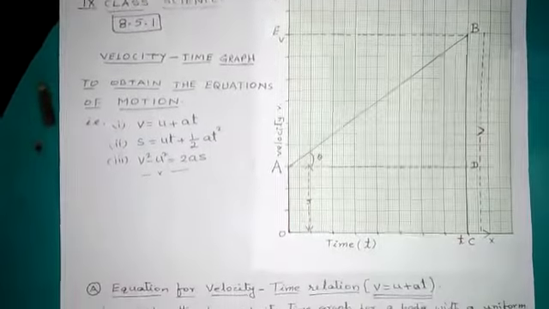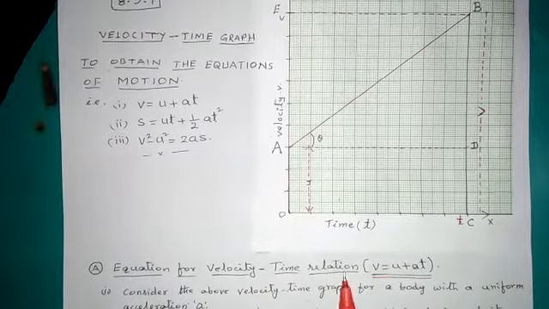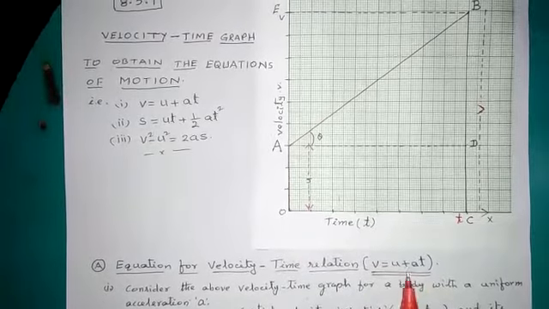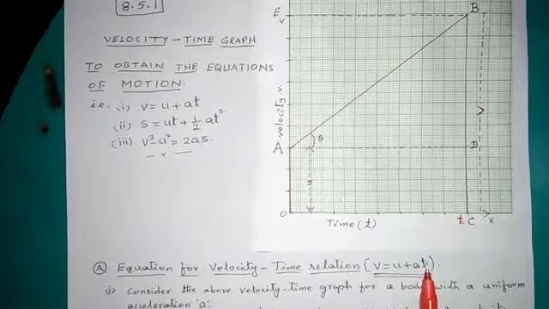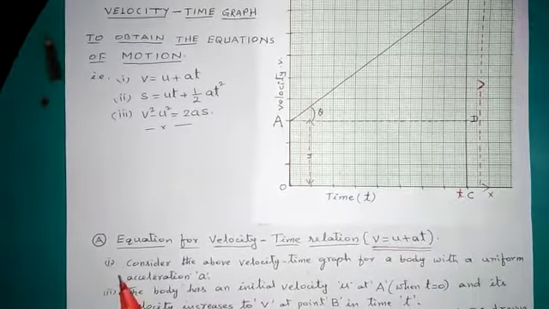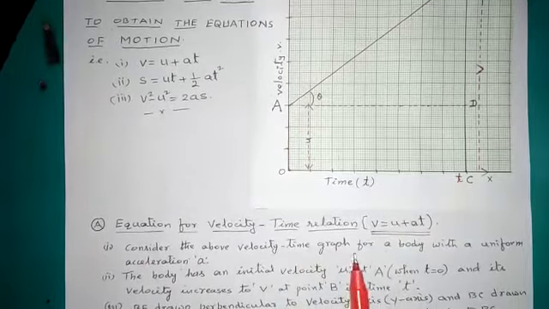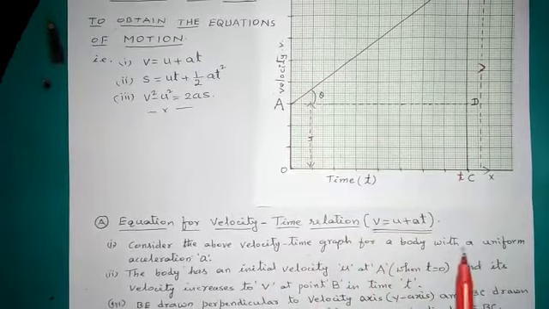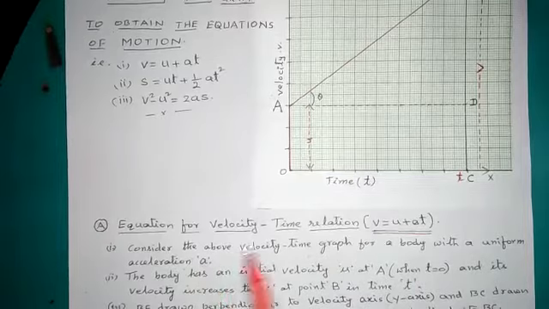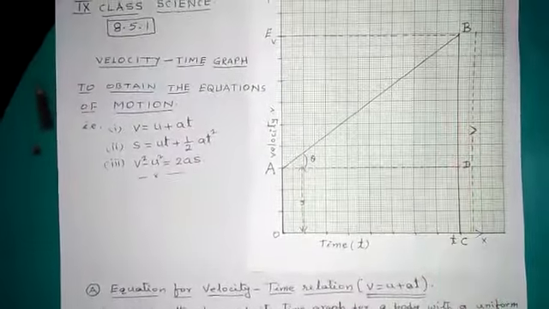The first equation is the equation for the velocity time relation, v is equal to u plus at. Here distance is not mentioned very clearly, s is not there. Now point wise I am explaining. Consider the above velocity time graph for a body with a uniform acceleration a. Then only the graph is formed as a straight line AB.